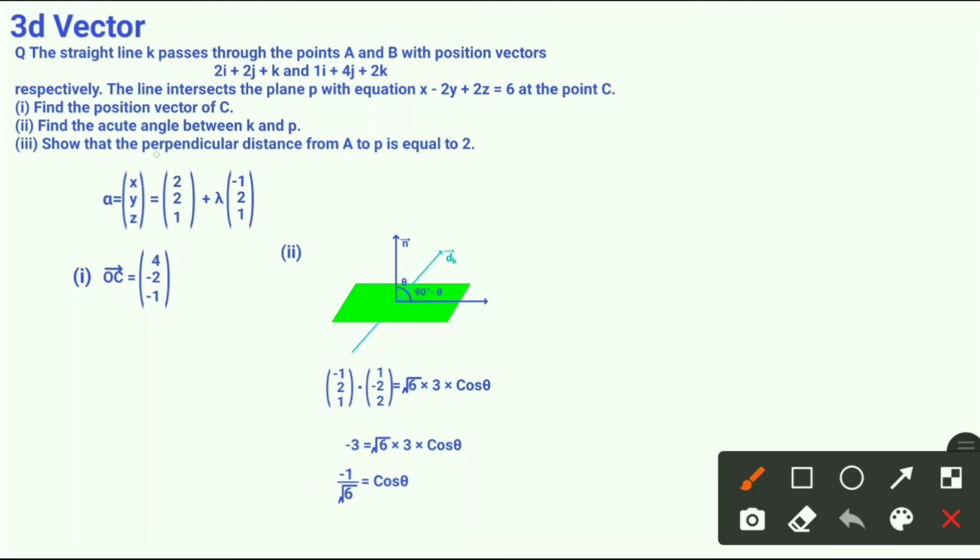Since we need to find the acute angle, as I told you before, it says to find the acute angle between K and P. If I see this correctly, since this is negative, the possible values could be in here and in here. Since the angle must not exceed 180 degrees, we will not use this. We will accept this one.